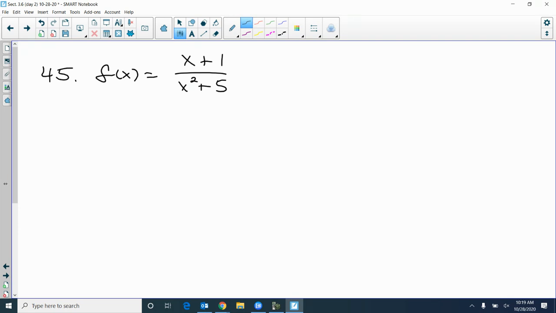Okay, for this one, do you know what the horizontal asymptote is? Oh, the answer is y equals 0. All right, now, how do we go about figuring that answer out? We went through just a little procedure yesterday. You take the highest exponent, x squared, and you divide everything by that.